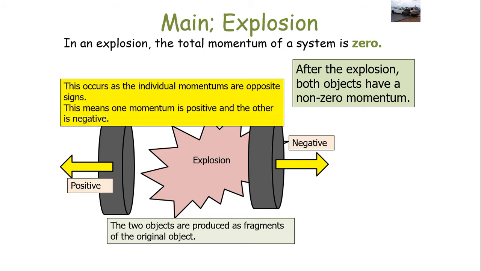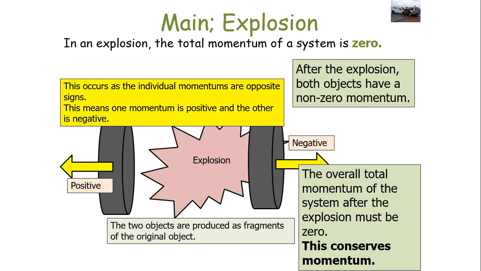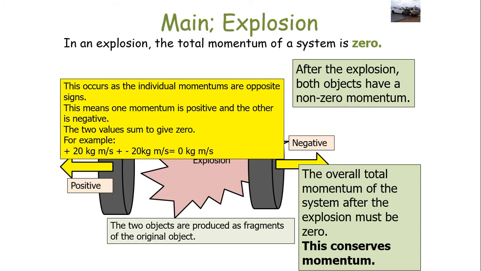So how do we have this? Well, you've got to consider the direction because the fragments are going in opposite directions. This means that one has a positive momentum and the other has a negative momentum. So when you add the two objects and one is a plus and one is a minus, they'll add together to give 0 to conserve momentum.